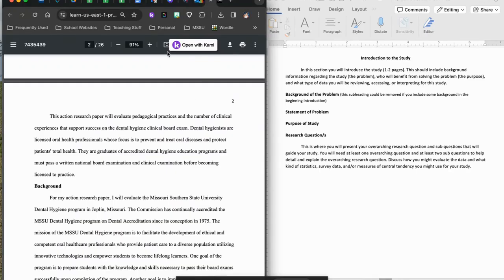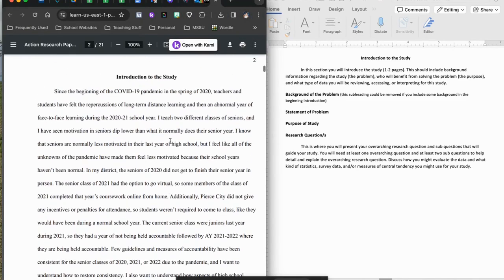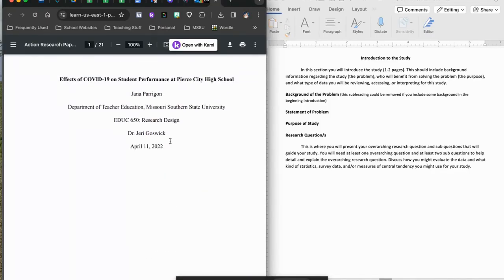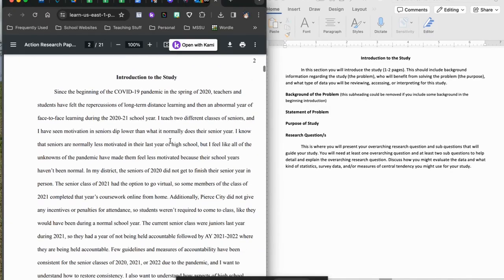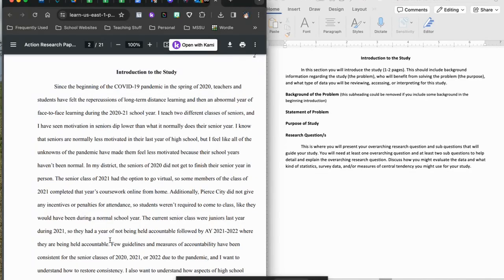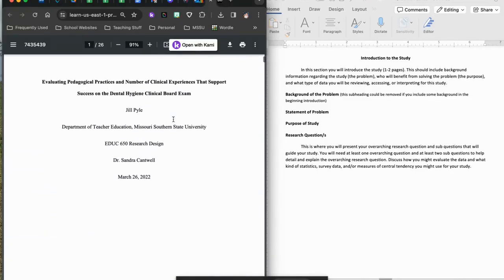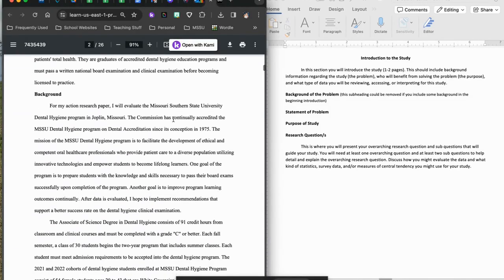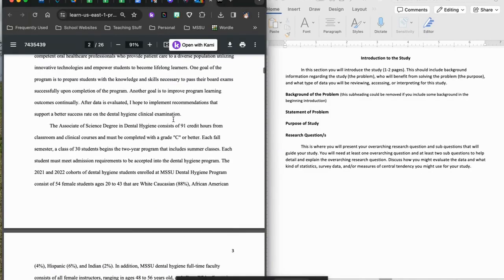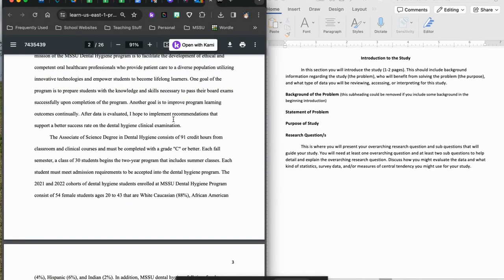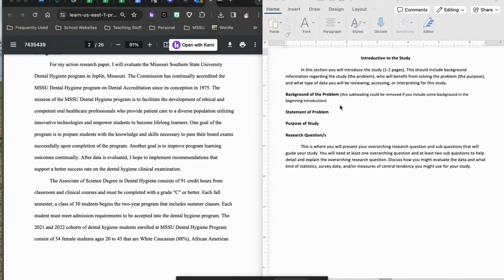So, background of the problem, you could write that in a couple of different places. Here in the example paper on the effects of COVID on student performance, you'll see that a lot of the background is built into the paper, talking about the COVID pandemic, what was coming before, that kind of thing. Over here, in the paper on the dental hygiene program, you'll see that they devoted a section to it. Both of them cover the information that your reader needs to know in order to understand how this problem came about and why you're studying it.